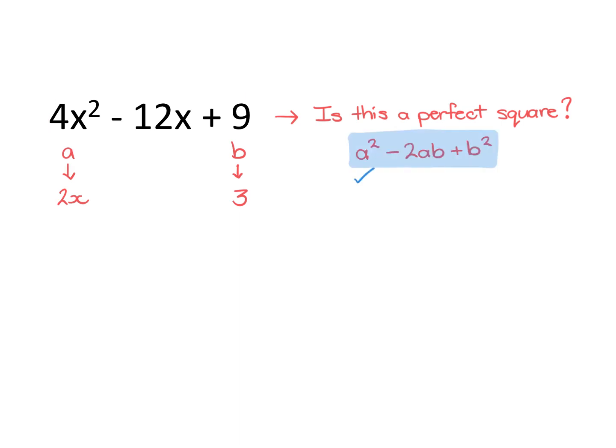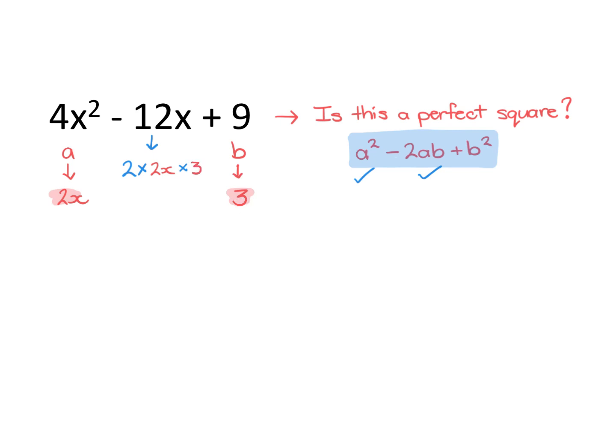Now let's look at the first term. It should be a square. Now is 4x squared a square? Yes, it is, because you can take the square root of it. Okay, so that checks out. Now let's move on to the middle term. It should be 2 times a times b. Okay, so 2 times a, well, a is 2x, so let's write that there, times b. Now b happens to be 3, so let's write that here.